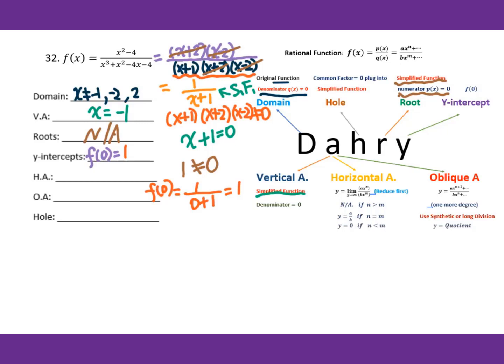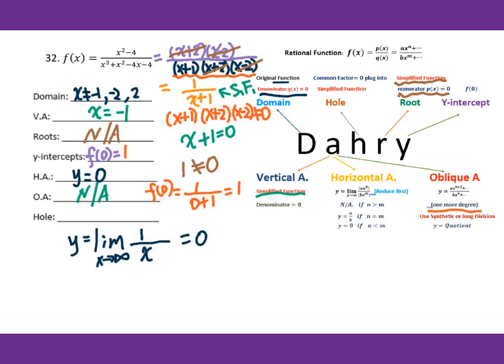For the horizontal asymptote line, I will use the simplified rational function. For the numerator, that's 1. The denominator's leading term is x. Then we plug infinity into this x, you will get 0. Therefore, the x-axis will be the horizontal asymptote line. Oblique asymptote line needs 1 more degree, so not available.